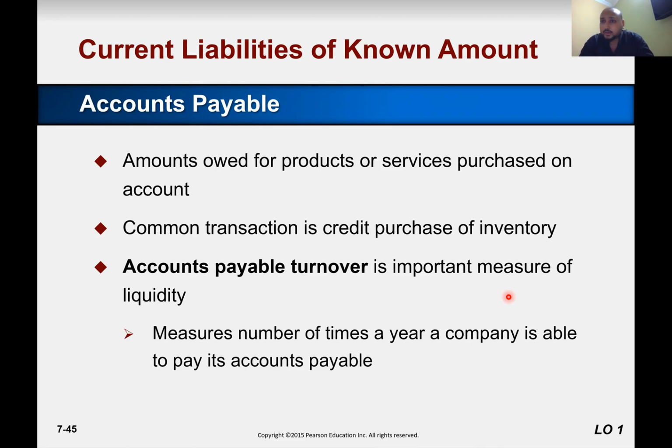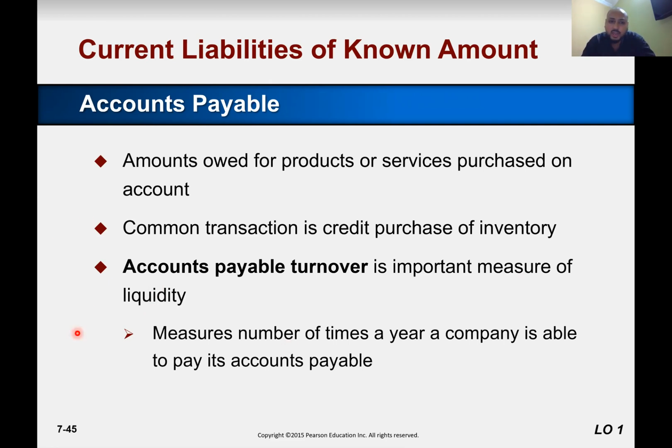What is accounts payable? Normally, this liability arises when we purchase our inventory, or raw material, or services from our supplier. This is a very common transaction for normal business operation: buying, selling, buying, selling. We buy raw material or inventory, and then we sell to our customers. Very common transaction. So accounts payable turnover is an important measure of liquidity. This is basically for finance purposes.